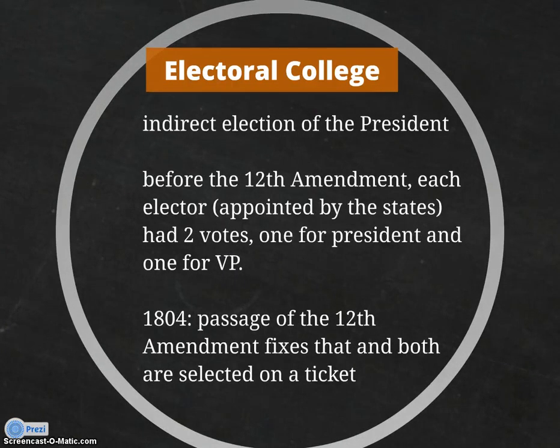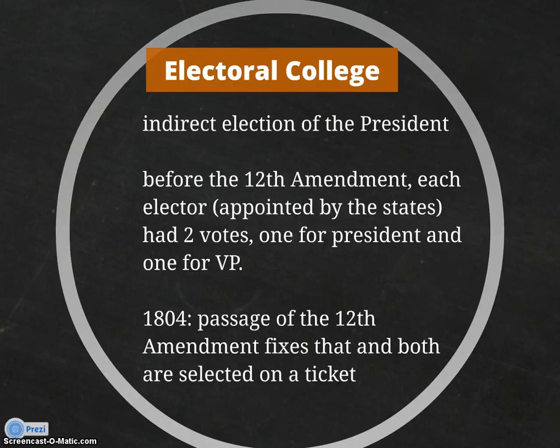The Electoral College is an indirect election of the president. Before the 12th Amendment, each elector, who was appointed by the states, had two votes, one for president and one for vice president. This often led to conflict because you would have the top vote getter become president and the second vote getter become the vice president, and oftentimes they were from opposite political parties and opposite mindsets, and so literally nothing got done.